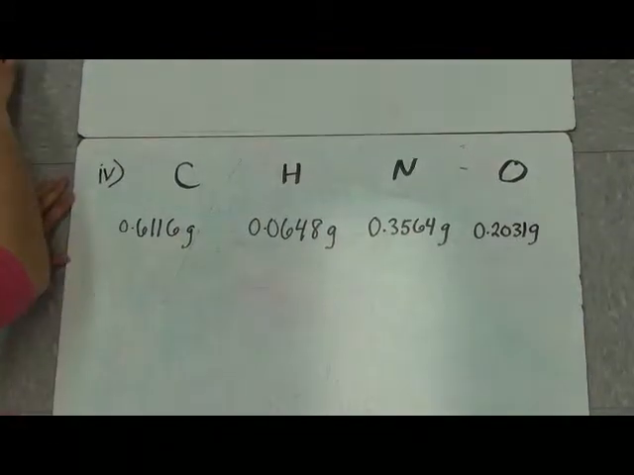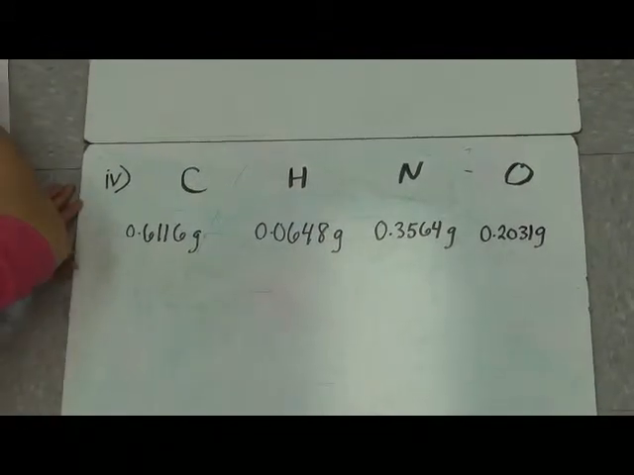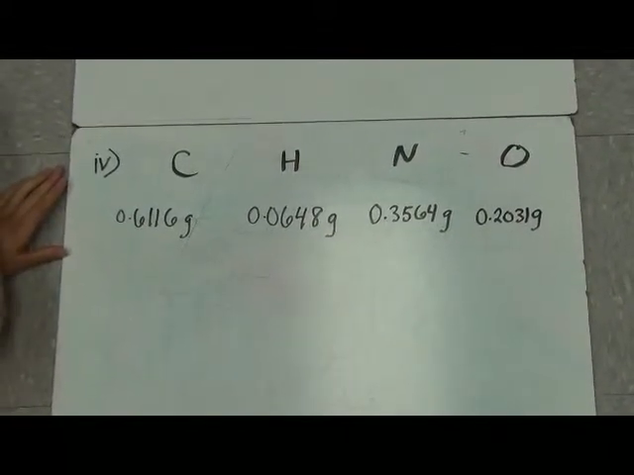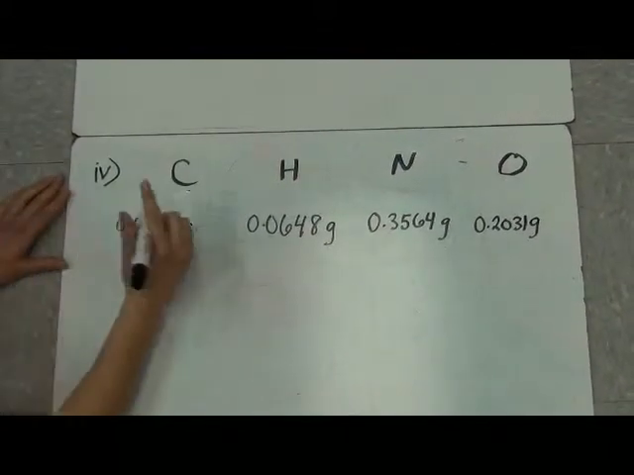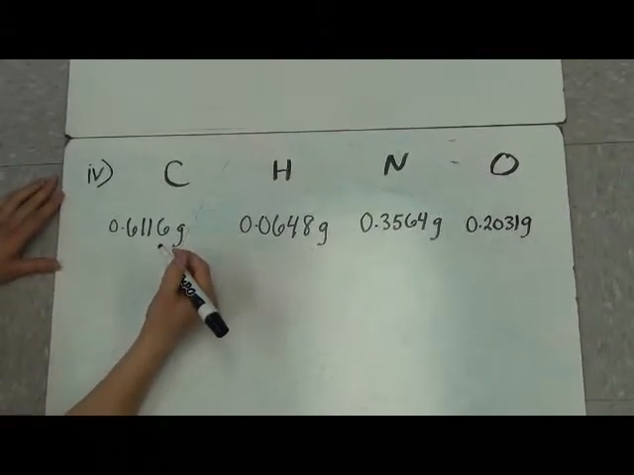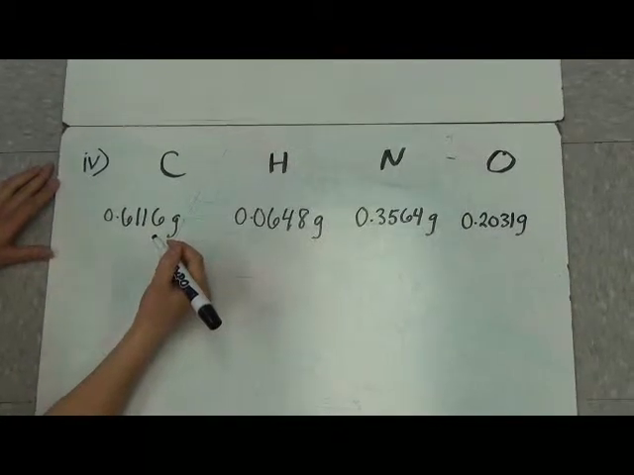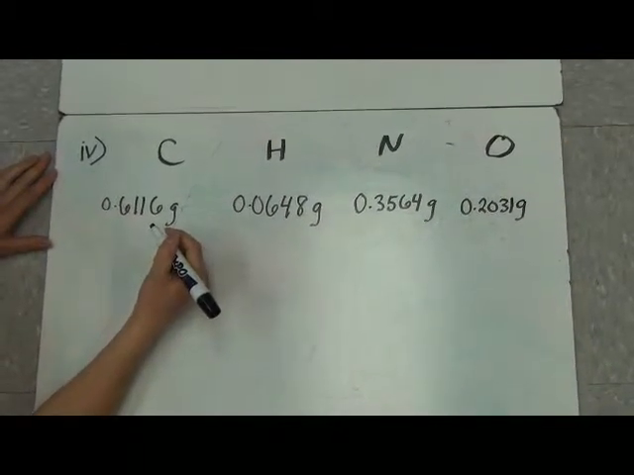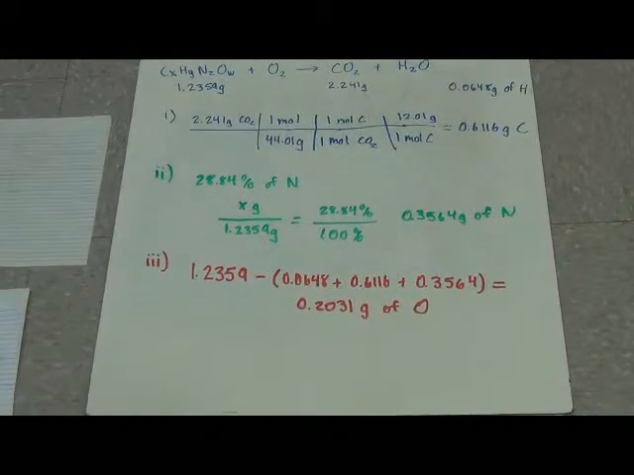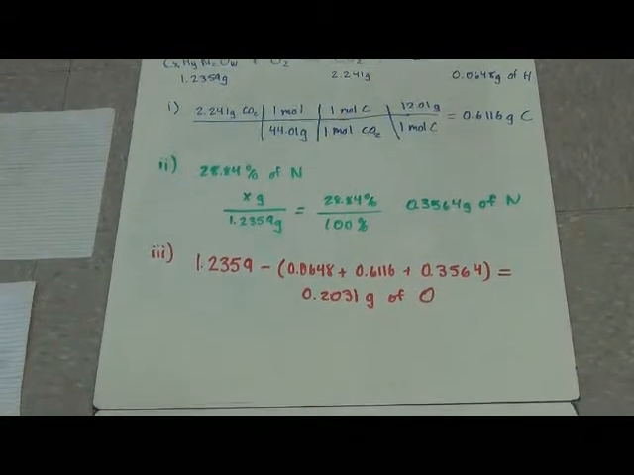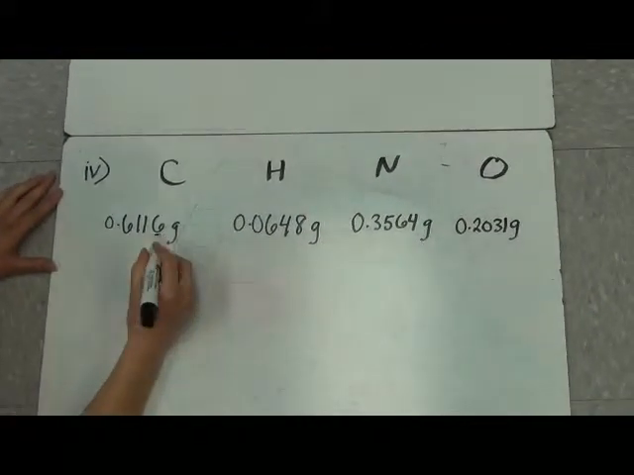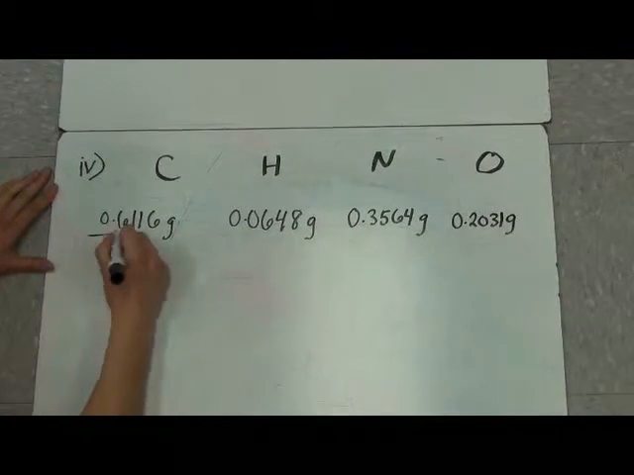Part 4 of the problem asks us to determine the empirical formula of the compound. It is helpful to remember our poem for this part of the problem. Percent to mass, mass to mole, divide by small, multiply till whole. In parts 1, 2, and 3 of the problem, we have the masses of hydrogen, carbon, nitrogen, and oxygen, which are already written out for you here. So now we will divide by their molar masses.